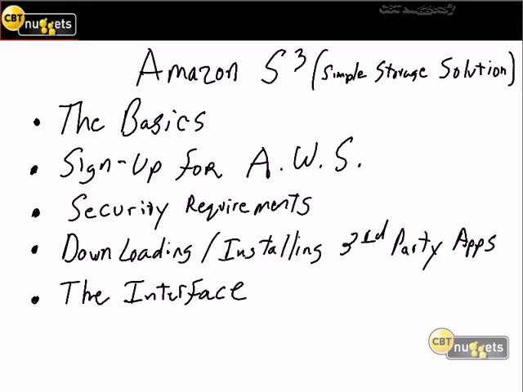We'll show you how to sign up for your Amazon Web Services account, and the security requirements necessary for whatever interface you are going to use. Most people are going to be using a third-party application interface, so we'll show you how to download and install a very popular one called Atomic Drive. And then we will actually demo the interface and show you how simple it is, once you get it in place, to take files and put them up there on Amazon S3 and then bring them right back down.